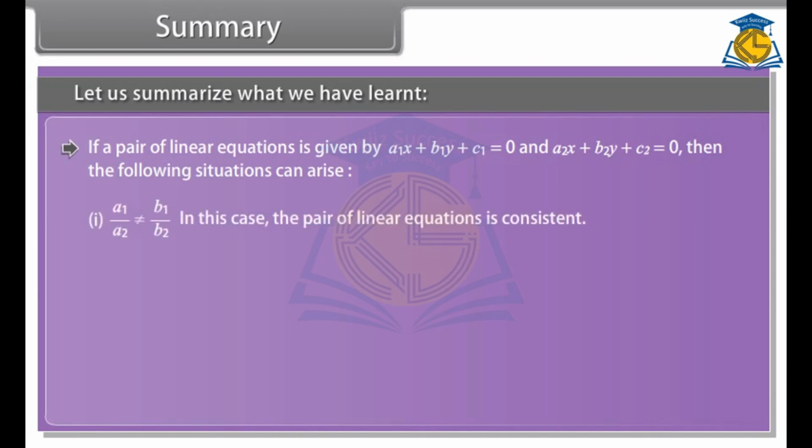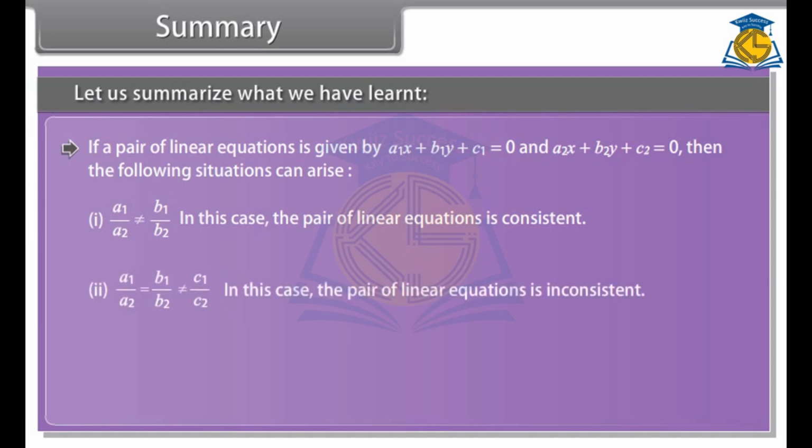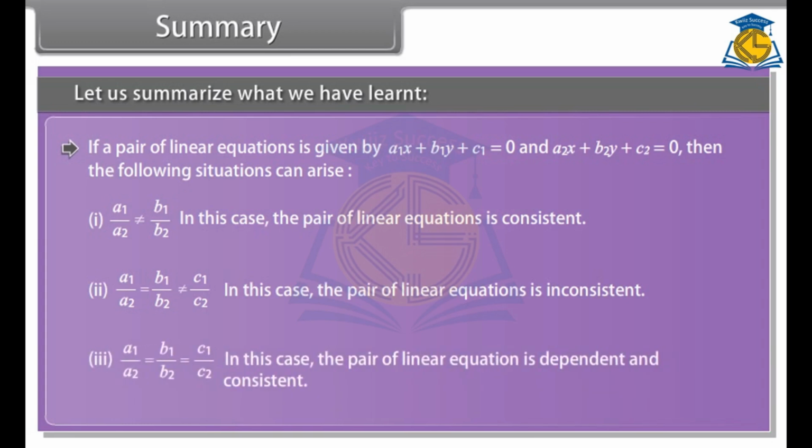1. In this case, the pair of linear equations is consistent. 2. In this case, the pair of linear equations is inconsistent. 3. In this case, the pair of linear equations is dependent and consistent.